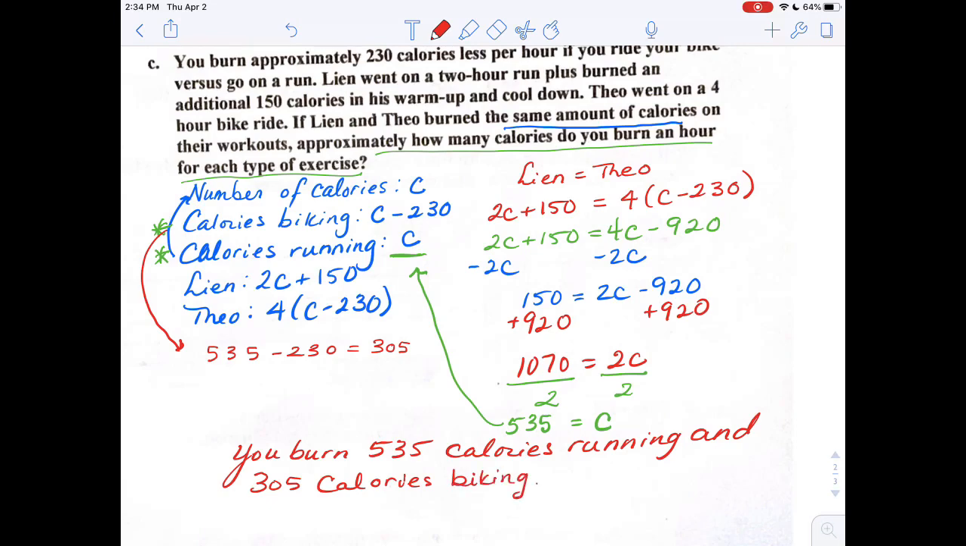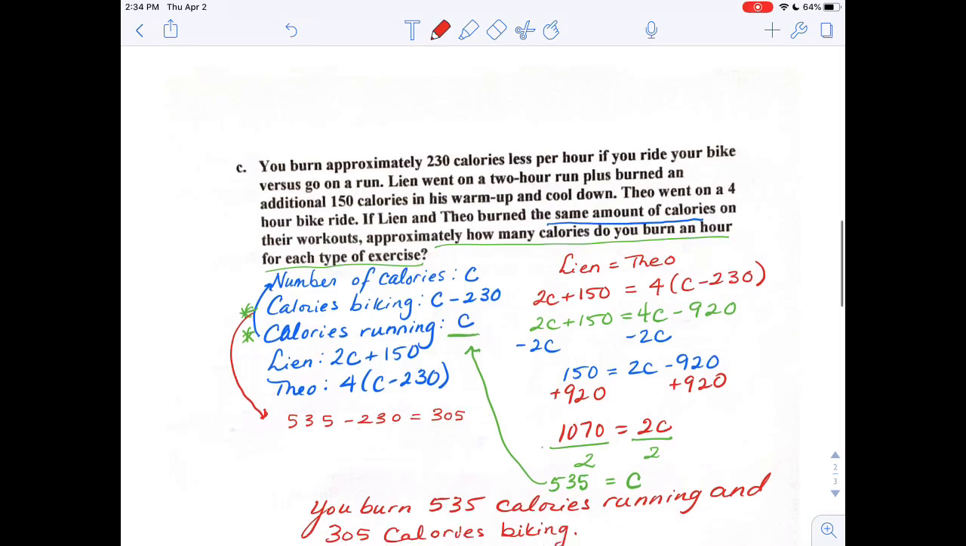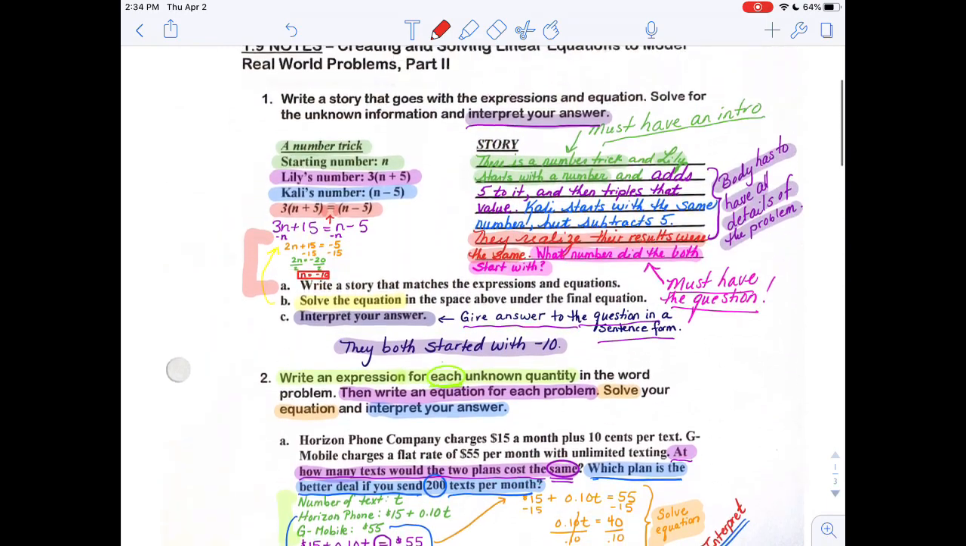So we're just working on giving us the breakdown of each part of the story problem, solving it, and then interpreting with a word problem using our words.